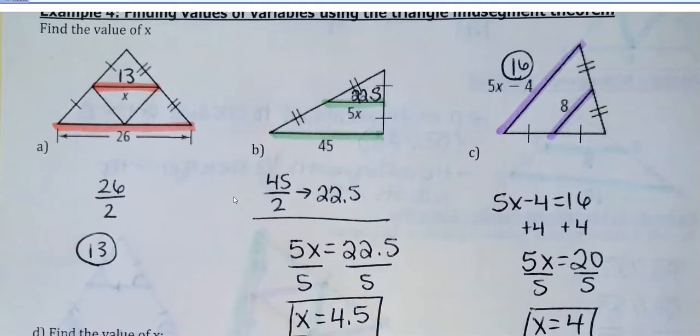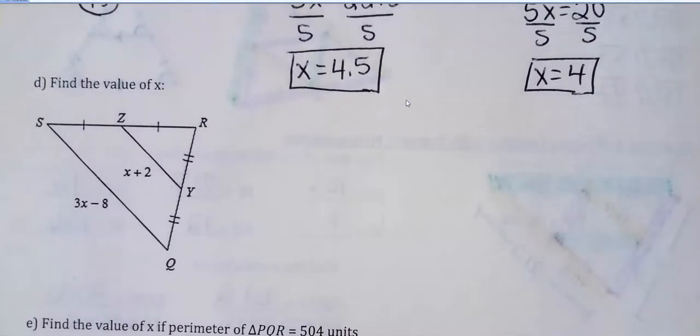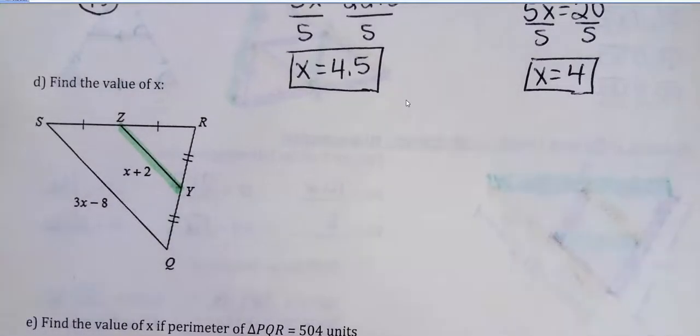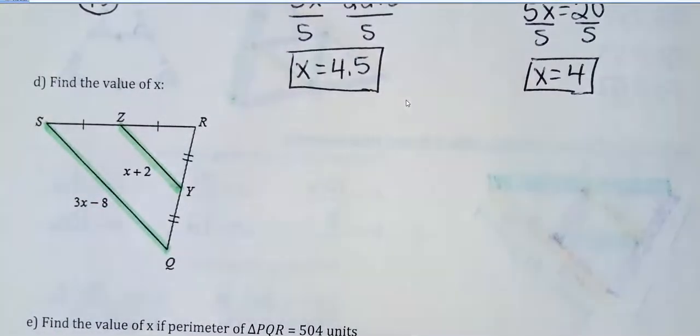Is anybody having a question at the moment? Okay, now the next one is probably the trickiest of all. I don't have just a plain number on either segment that's labeled here. I do have a mid segment from Z to Y. Z is a midpoint, Y is a midpoint, and there's the segment connecting them. The side it's parallel to in the triangle is S to Q. So both of these have an expression. Z to Y is x plus 2, and S to Q is 3x minus 8. There's two ways to do this. What do you think? What would you do?